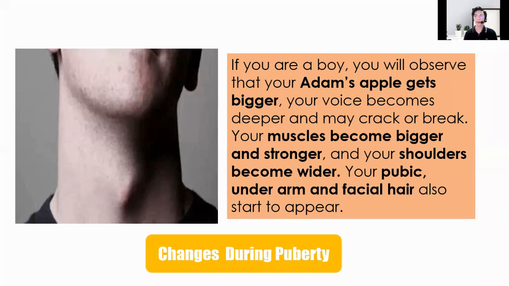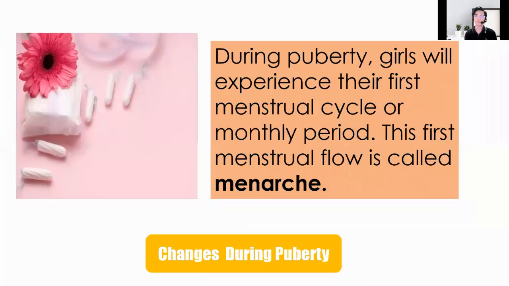If you are a boy, you will observe that your Adam's apple gets bigger. Your voice becomes deeper and may crack or break. Your muscles become bigger and stronger, and your shoulders become wider. Your pubic, underarm, and facial hair also start to appear. But these changes are actually normal. These are the changes that happen during puberty.